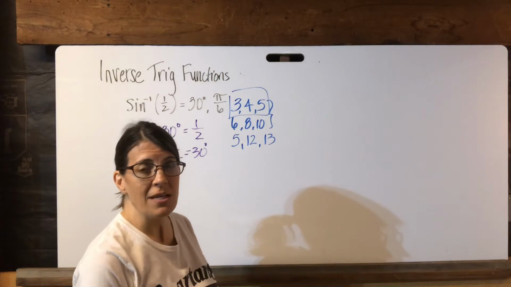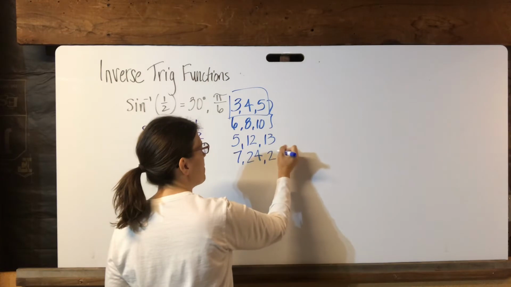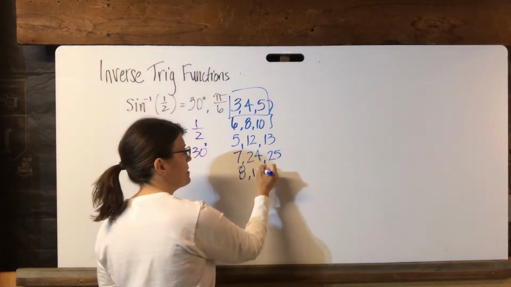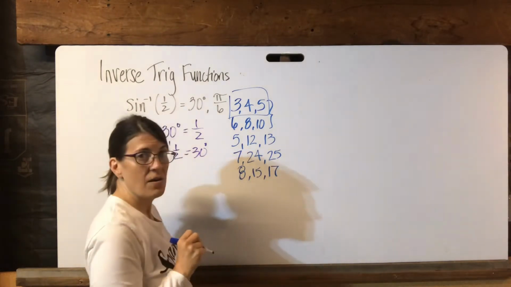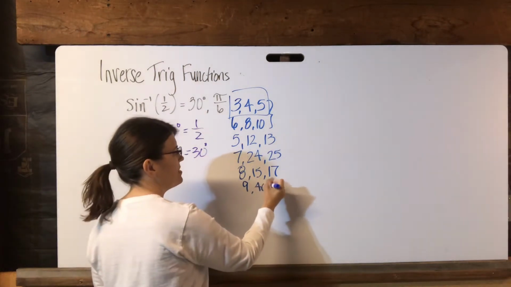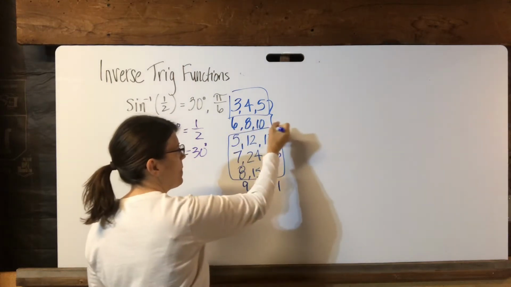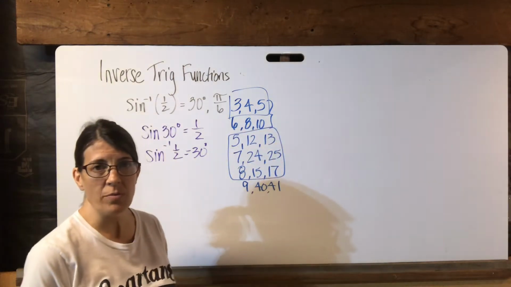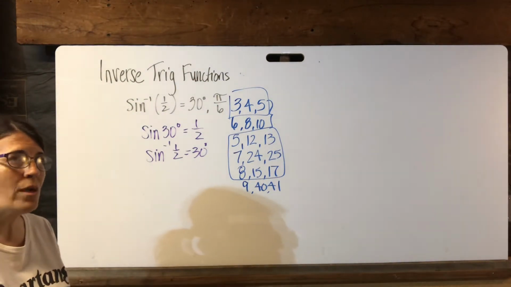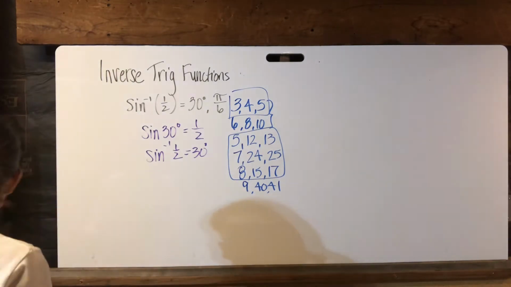5, 12, 13. 7, 24, 25. 8, 15, 17. There's also 9, 40, 41. Rarely do you see that used in problems. These right here are the most common Pythagorean triples. So we're going to continue to work backwards, but it's going to become a little bit more complex.